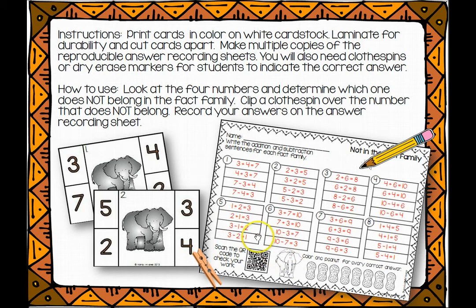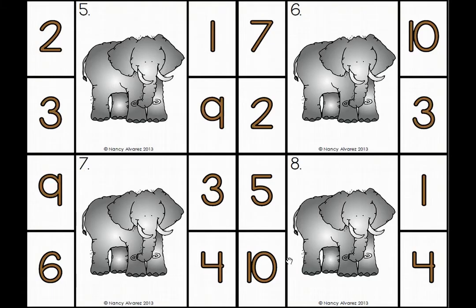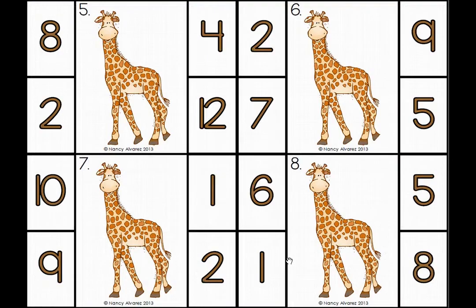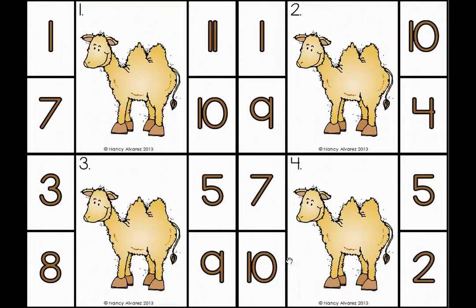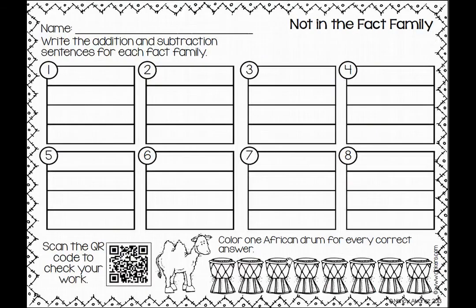And then the answer recording sheets match because there's 4 sets of these. Like this one has the little elephant, so the elephant is on the answer recording sheet. And there's also a giraffe set, a tiger set, and a camel set. And it comes with the QR code on the answer recording sheet so that they can check their answers when they're finished, and then they can color in a drum for a correct answer.